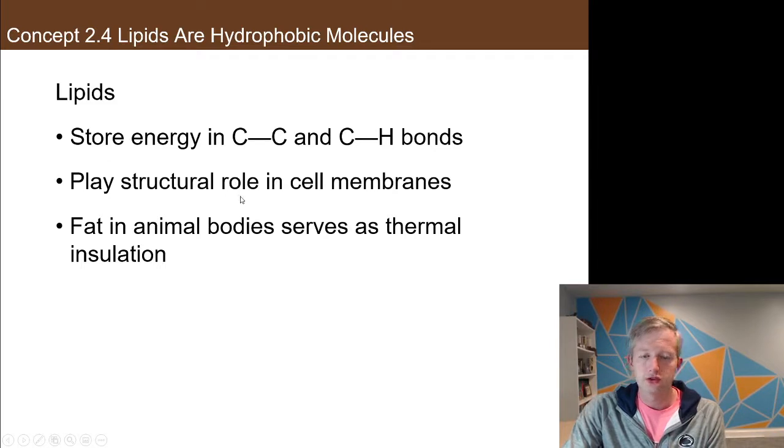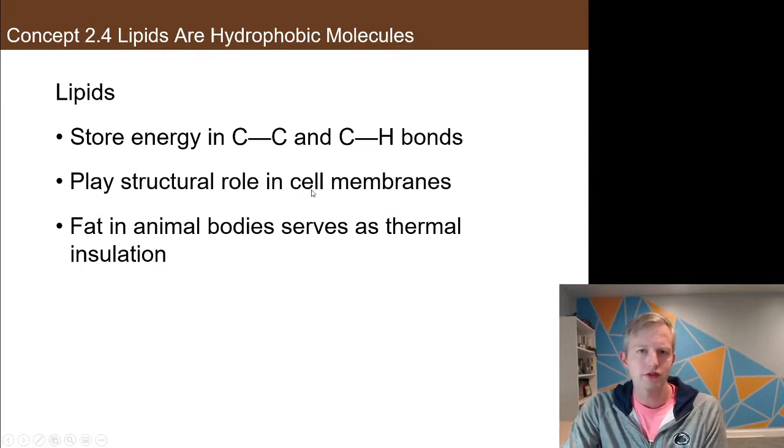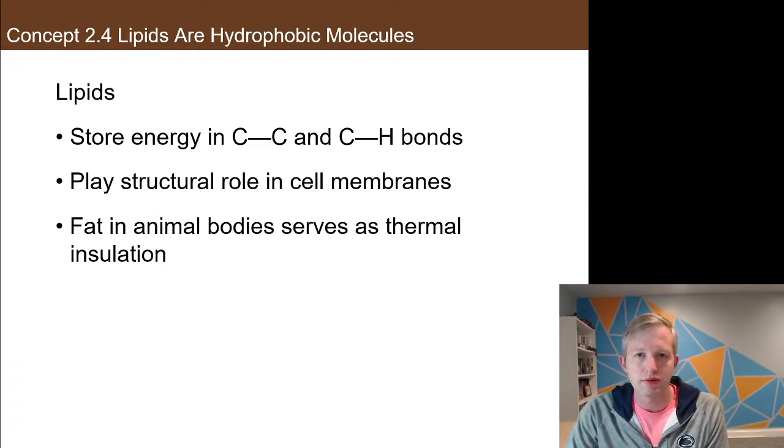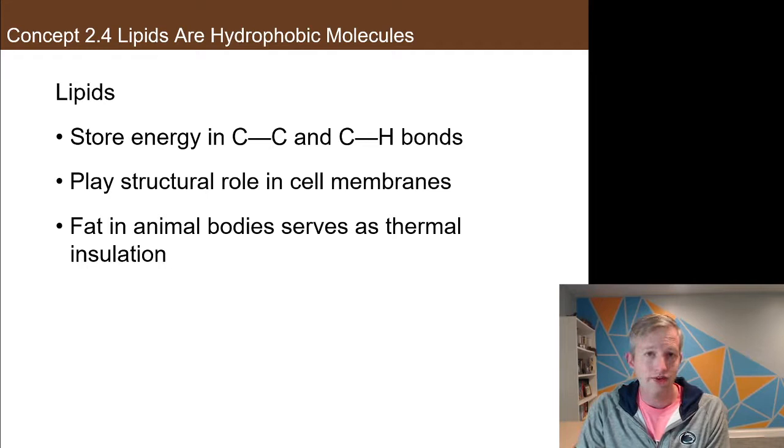So they also play structural roles. This is understatement of the year. They play a structural role in cell membranes. The cell membrane is 99.9% lipids. It's phospholipids. It's a phospholipid bilayer. So fats actually surround every single one of our cells, which can also be a pretty logical thing that we'll get into in our next unit.